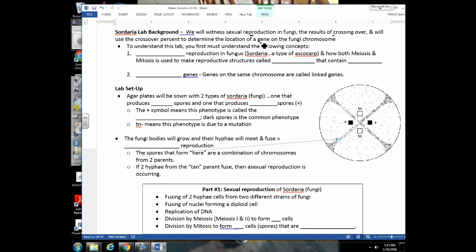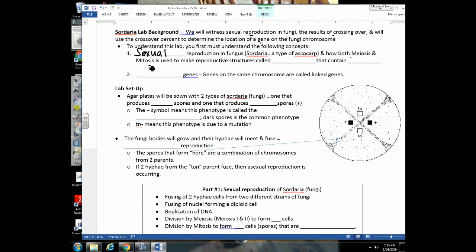So to understand the concepts of this lab, there's really two big ideas we first have to discuss. First, we have to discuss sexual reproduction in this type of fungus, which is called Sordaria. It's a type of ascocarp. You don't have to have that memorized, but there's many different types of fungus. And we're going to see that their way of sexually reproducing is a lot different from the way that we sexually reproduce. They actually have to utilize both meiosis and mitosis to make reproductive structures.